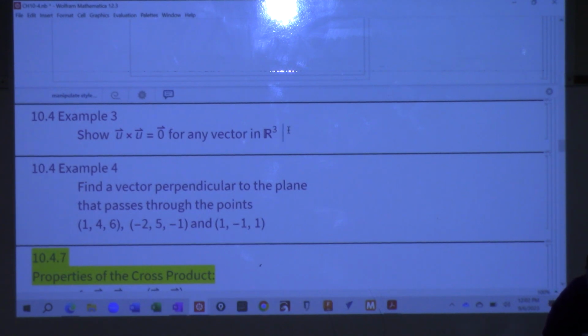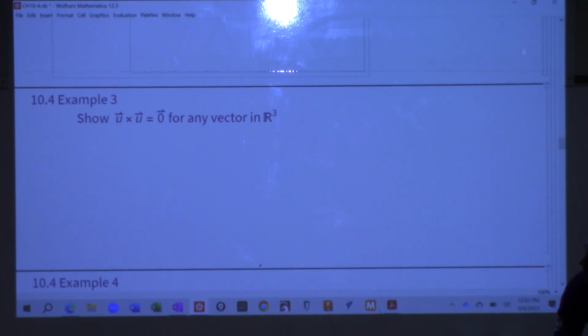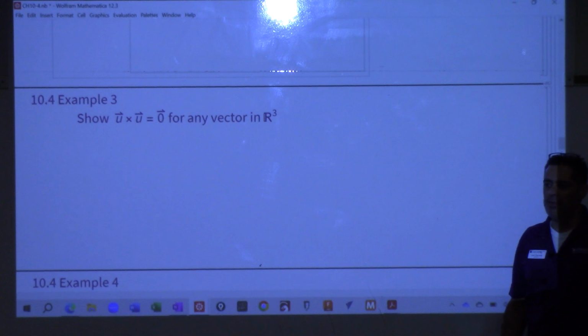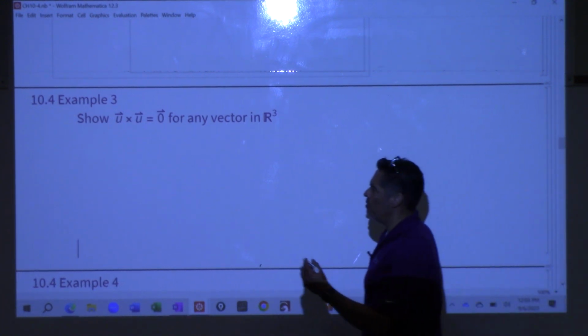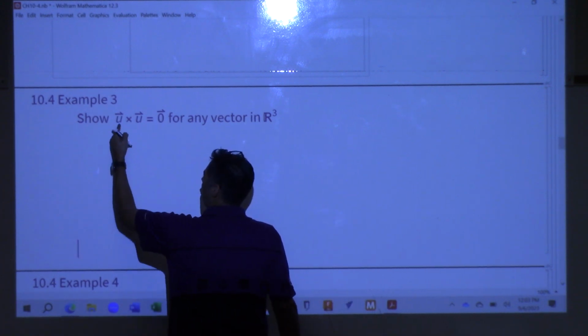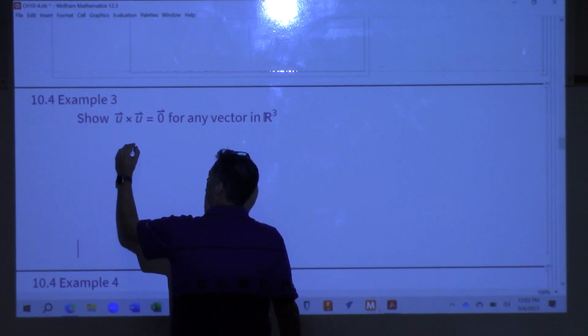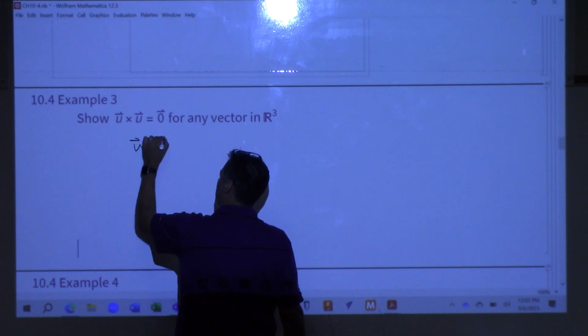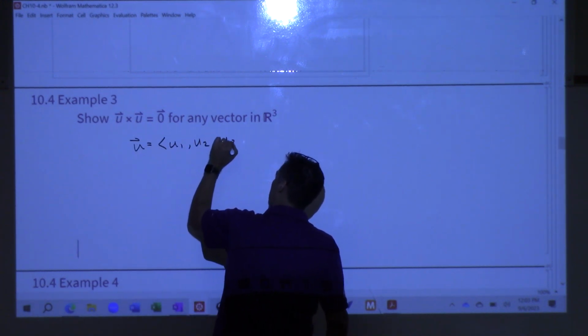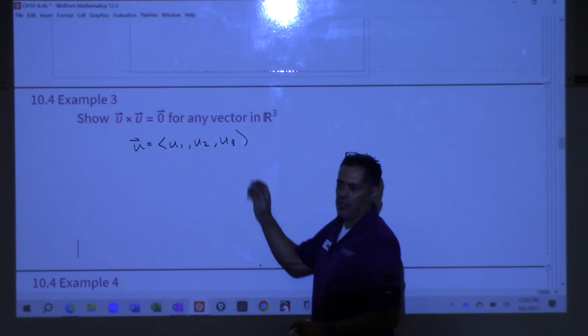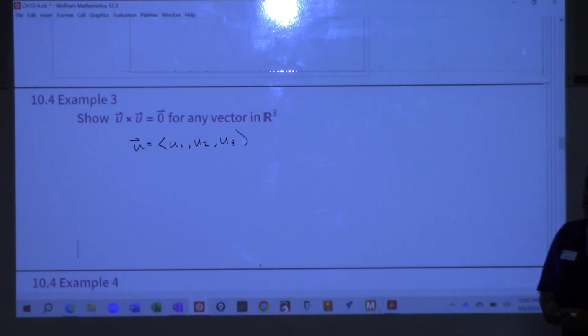All right, here's an interesting property. If you cross a vector with itself, you get the zero vector. You don't get zero, you get the zero vector, right? So let's prove this. Let's say I have a vector u. Let's call it u1, comma u2, comma u3. These are called the components of the vector. Those are my three components of that three-dimensional vector.